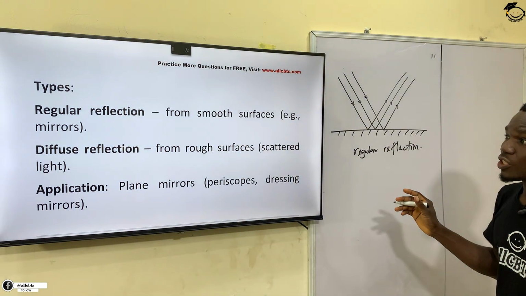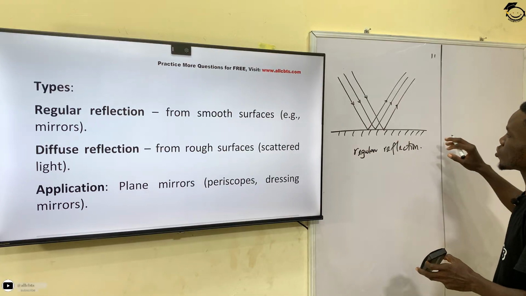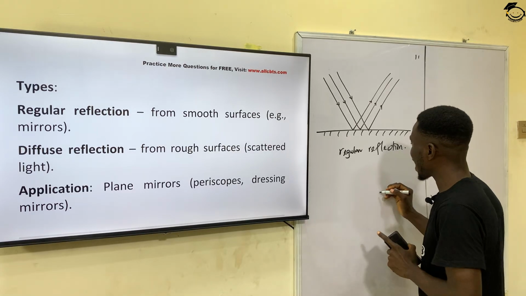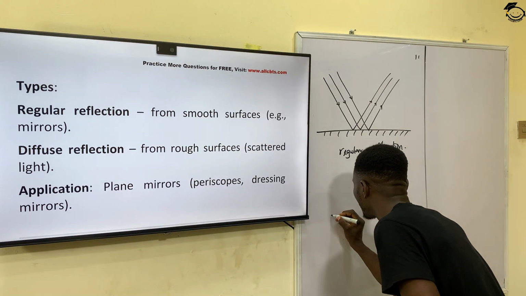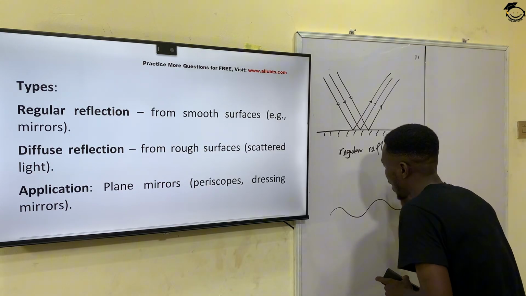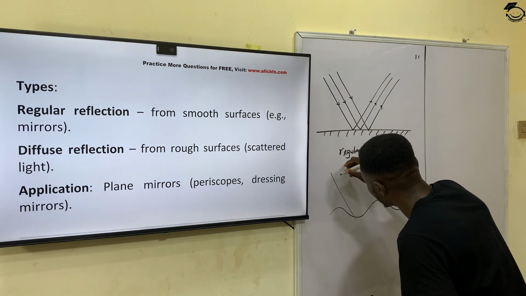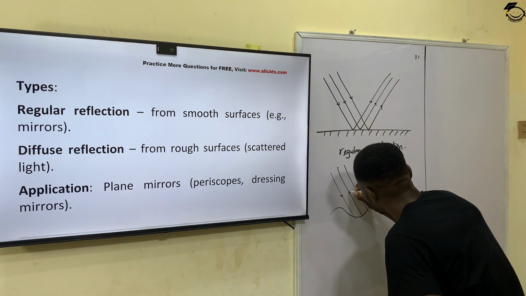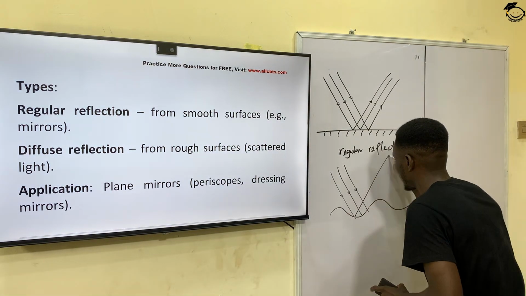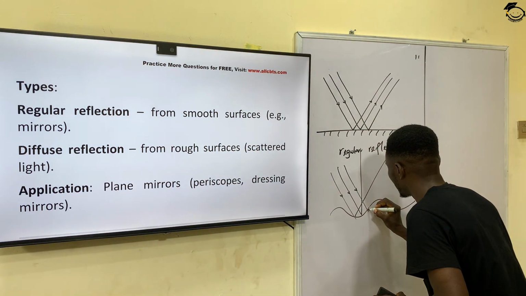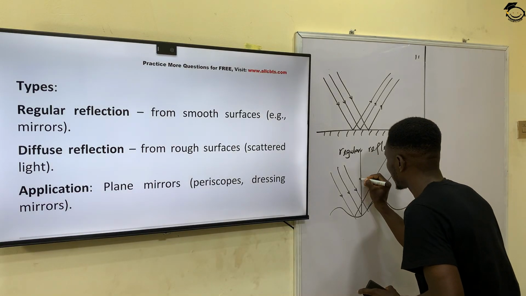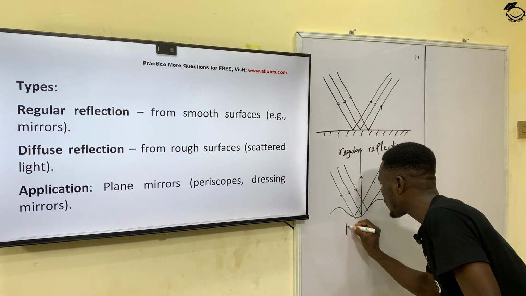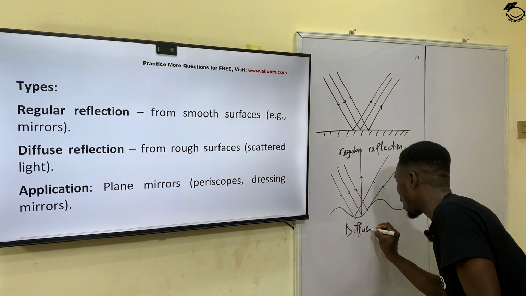We call it regular reflection because it is on a smooth surface. We also have irregular or diffuse reflection. For example, if I have a rough surface like this and I have rays of light coming this way, this is what we call diffuse reflection, or irregular reflection.